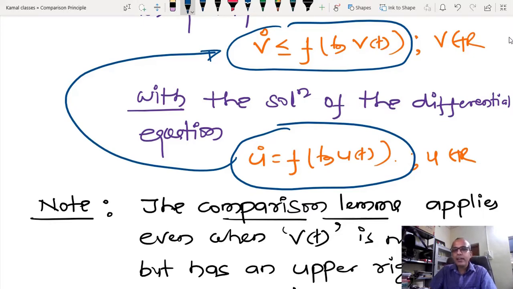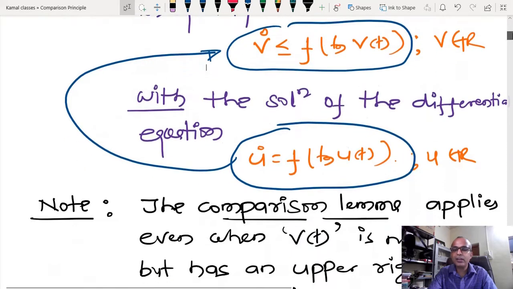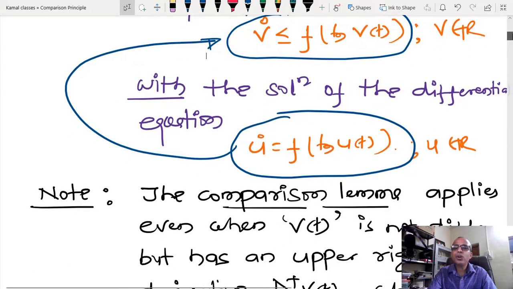Okay, there exists some literature which talks about the vector generalization of this, but I am not going to talk about that in today's lecture. Okay, so whenever we apply the comparison lemma, it is also possible to show that it works even if this v is not differentiable.